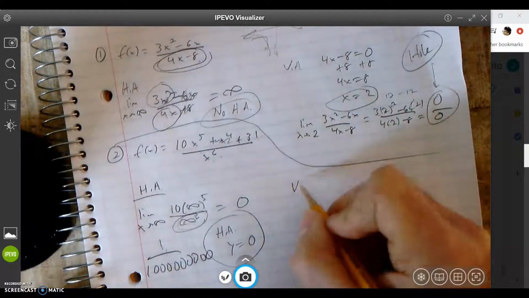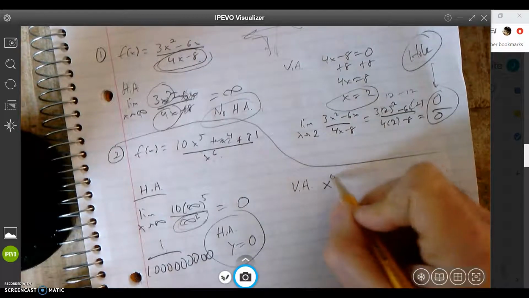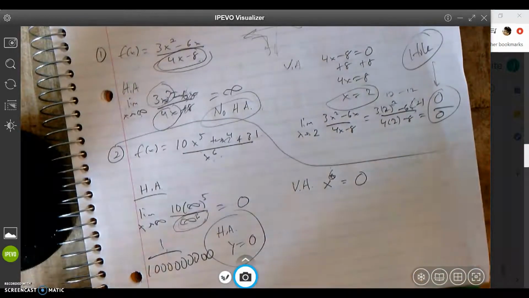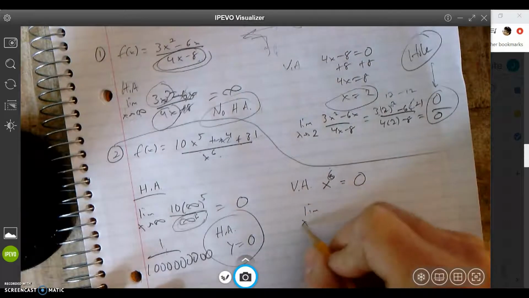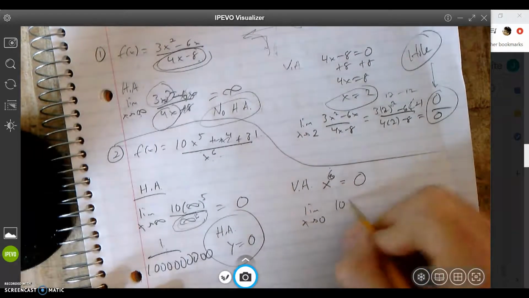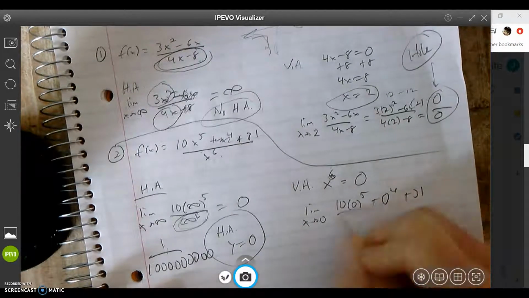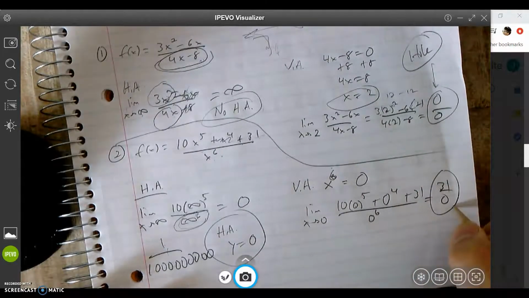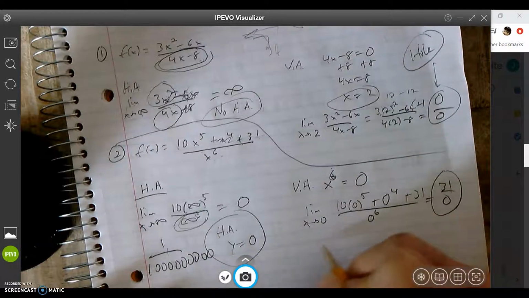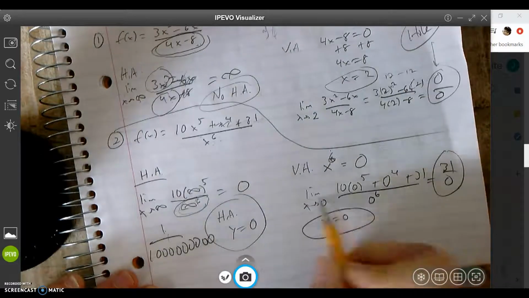Cool. Vertical asymptote now. So that's when x to the 6th, the denominator, equals 0. I'm looking for undefined limits. So I'm going to plug into the limit as x approaches 0 of this thing: 10 times 0 to the 5th, plus 0 to the 4th, plus 31, over 0 to the 6th. And this is 0 plus 0, so this is 31 over 0. That's an undefined limit. And so I have a vertical asymptote at x equals 0 right there.